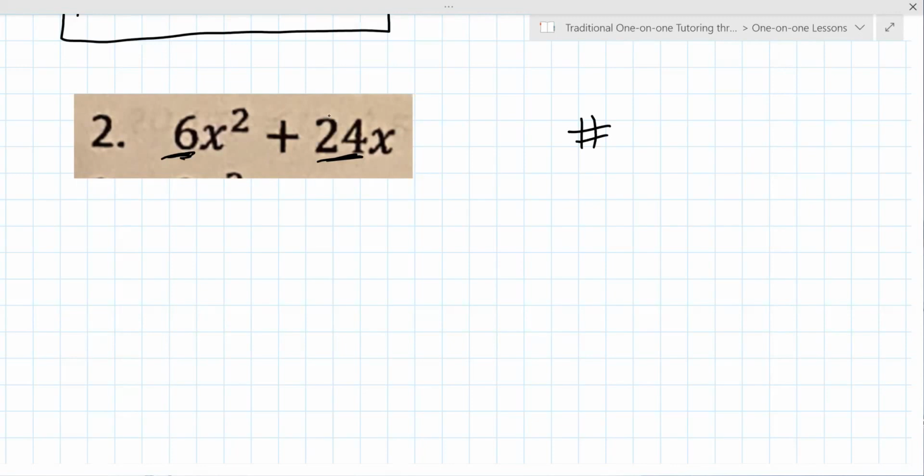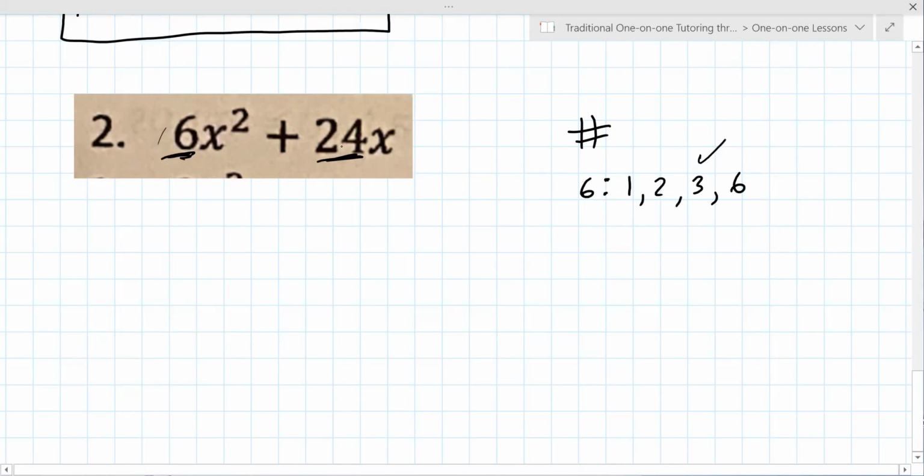3. Okay, 3 definitely goes into both, but is there a bigger number? Let's look at the smaller number. 6 has factors 1, 2, 3, and 6. 3 definitely goes into 24, but does 6 go into 24? Yes, so we want to choose 6, okay?